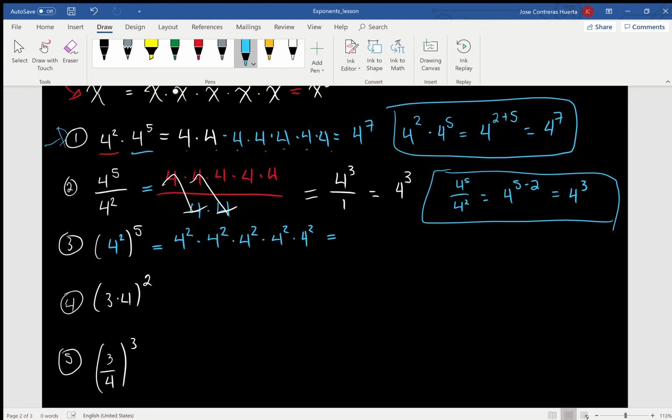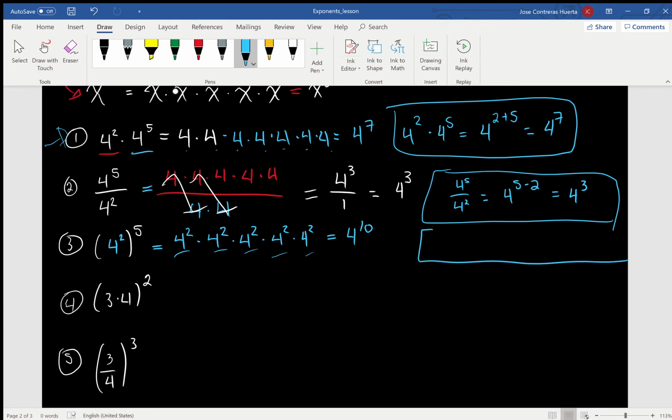So how many 4s am I going to have in total? Well, in this case, you have 2 here, another 2 here, so that's 4, that's 6, that's 8, and that's 10. So you have 4 to the 10th power. Now, what is the law for this? What would you have to do with the two exponents? So how do you get 10 from 2 and 5? If you said multiplication, you are correct.